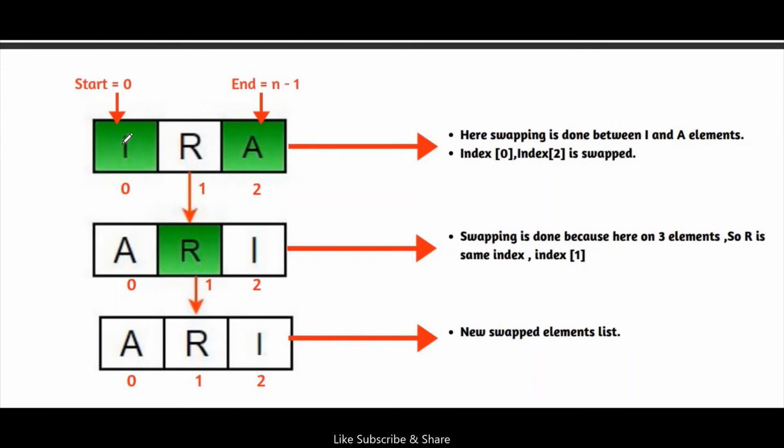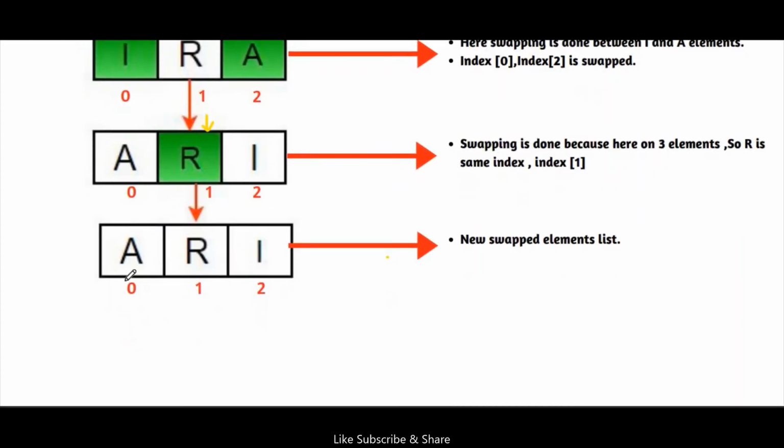Similarly here, start is assigned 0 and end is assigned n minus 1. So swapping between index 0 and index 2: A and I are swapped. Here there are 3 elements, so the element R stays at the same index, index 1. The new swapped word is I, R, A, at indices 0, 1 and 2.